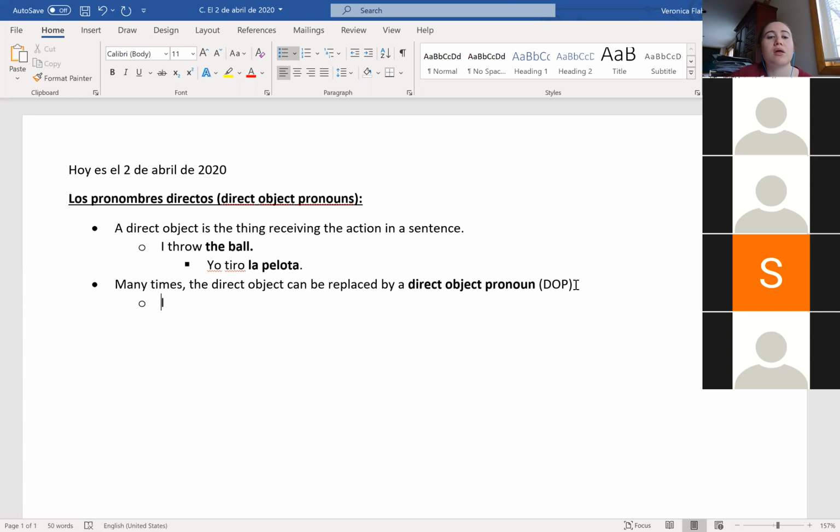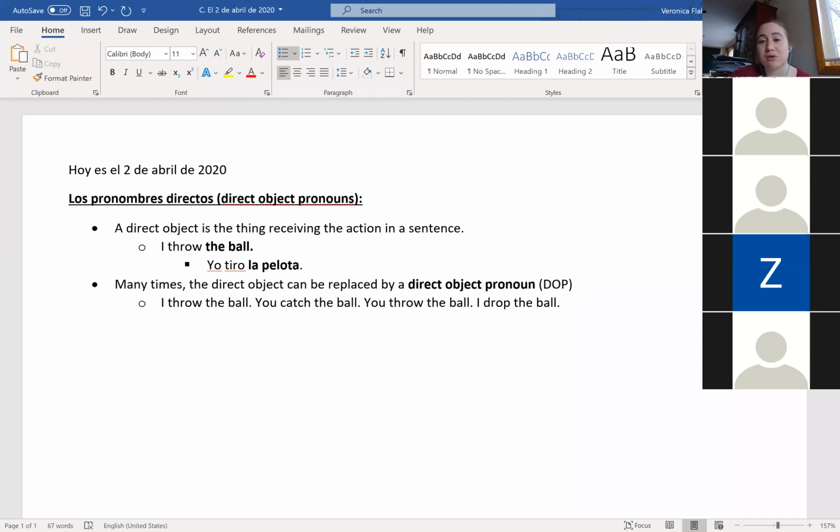Okay, so I throw the ball. You catch the ball. You throw the ball. I drop the ball. What's the direct object? The ball. In every single sentence, it's the ball. And these sentences sound super repetitive. What could we replace the ball with in English? It. I throw the ball, you catch it. You throw it, I drop it. And it still sounds repetitive, but at least it's shorter, if that makes sense.